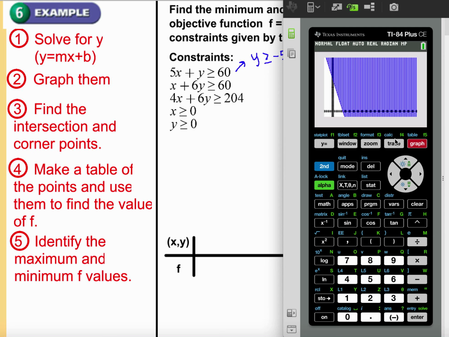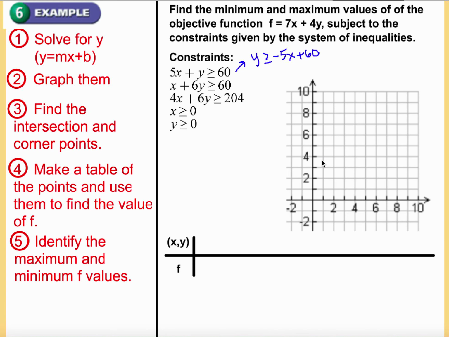All right, so this is showing me a graph of the line negative 5x plus 60. We do have a solid line because there is an equal sign underneath here. And it's highlighted above the graph because this says that y is greater than or equal to. All right, so I'm going to just move that out of the way.